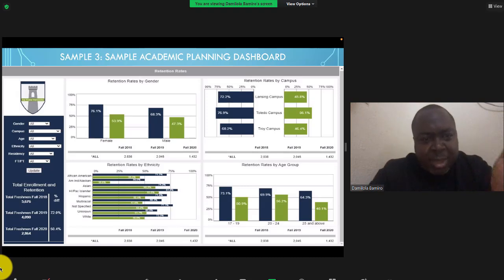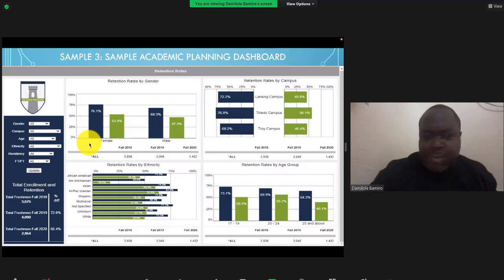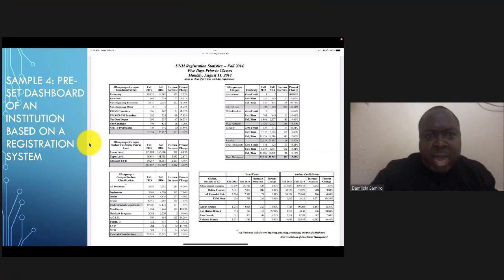It tells you here that, okay, there's 76.1% female enrollment and all of that. And you can see the data across the dashboard. So that's what it is.